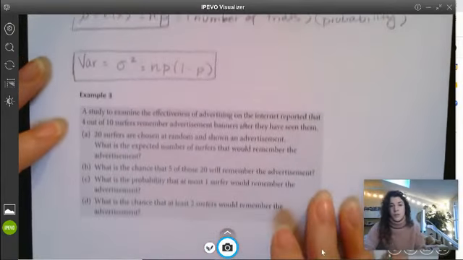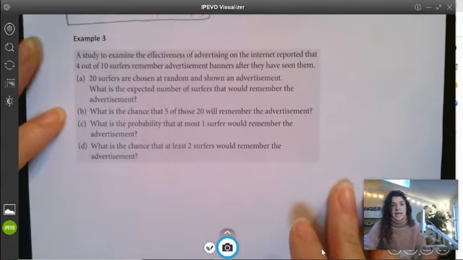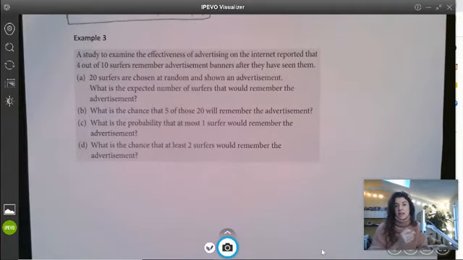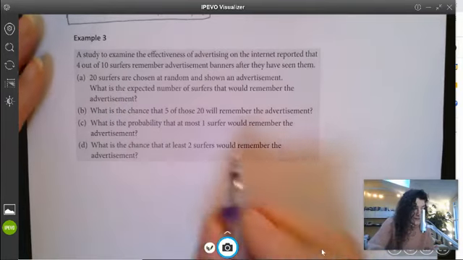Okay, let's do one more example to practice. A study to examine the effectiveness of advertising on the internet reported that 4 out of 10 surfers remember advertisement banners after they have seen them. 20 surfers are chosen at random and shown an advertisement. What is the expected number of surfers that will remember the advertisement? If you just take a step back and think about it, this is just logical. If you are looking at 20 surfers and the probability is 4 out of 10 that they remember, you just multiply that out together.